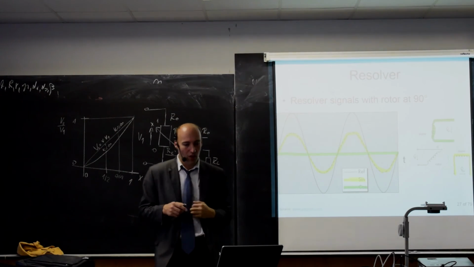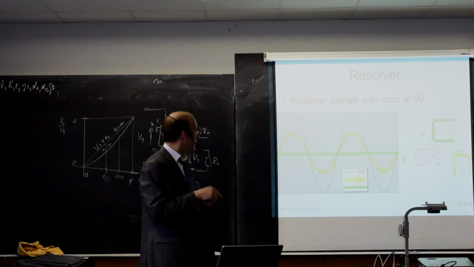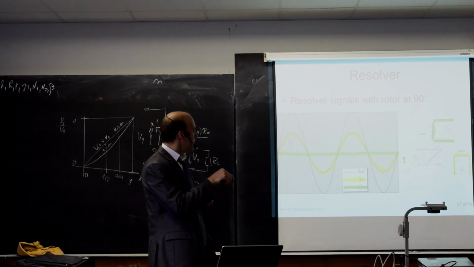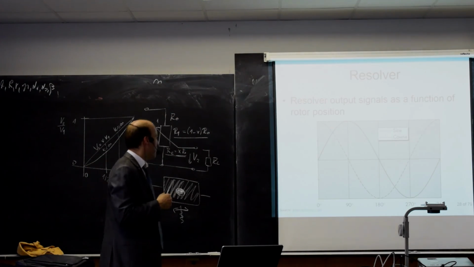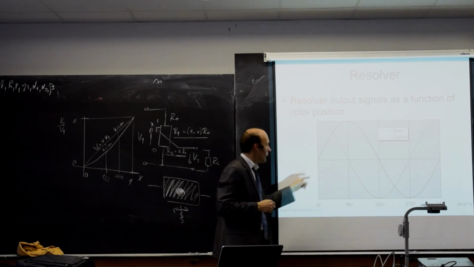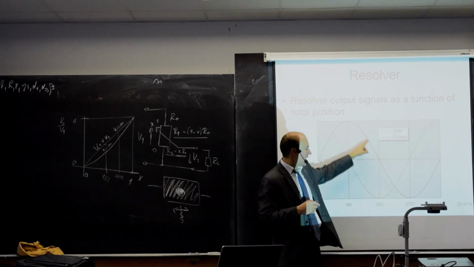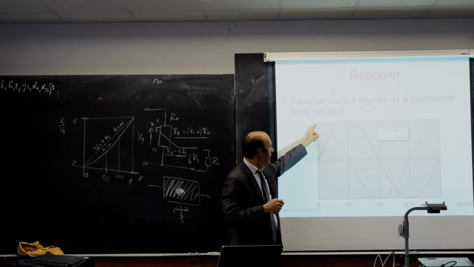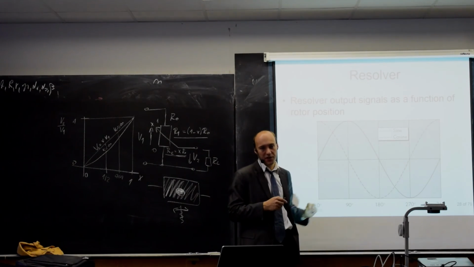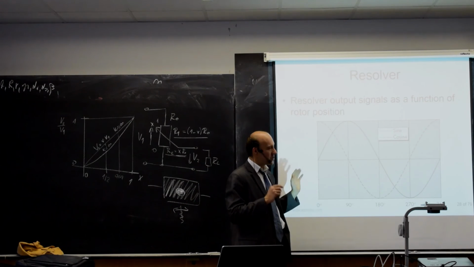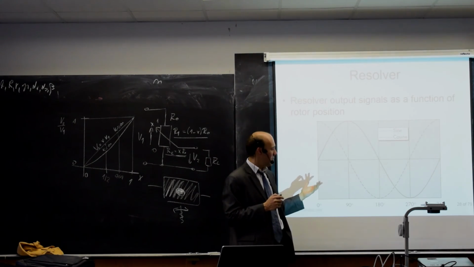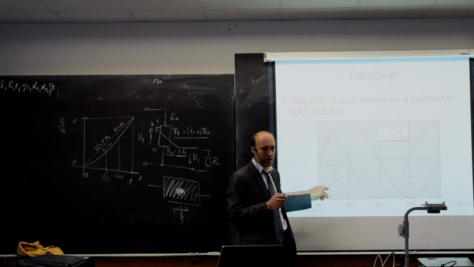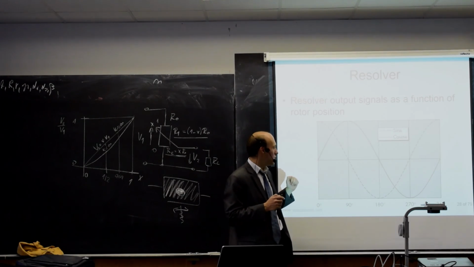So I can plot now the dependence of the amplitude on this winding and this winding as a function of position. And we will see, it's also visible from the equations, that for one winding it will be a sine dependence, and for the other winding it will be a cosine dependence. So now if I would just use one winding, I could use the sensor not in the entire revolution, but only in a limited range.